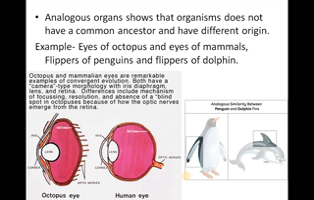Arctic zone. The analogous structure shows that organisms do not have a common ancestor and have different origins. For example, octopus and mammal. The flipper of a penguin and the flipper of a dolphin show the analogous structure. Here is the analogous similarity between the penguin and dolphin fins. You can see that this is the dolphin fin and this is the penguin fin. Both of them are working for the same reason. However, the origin is totally different here.